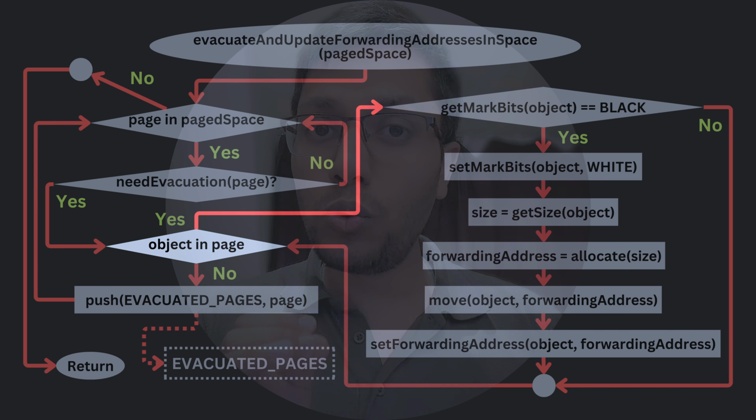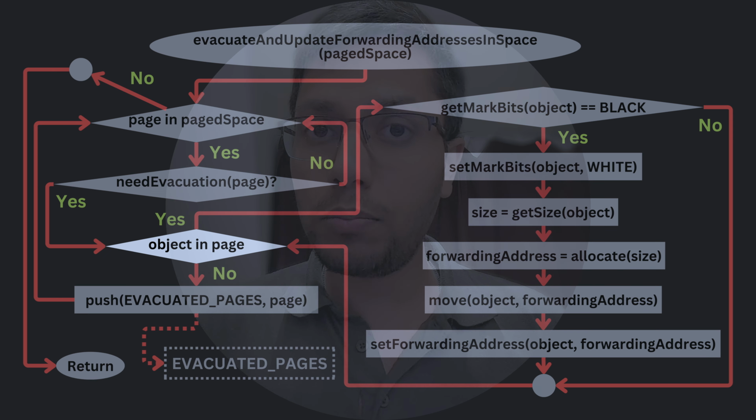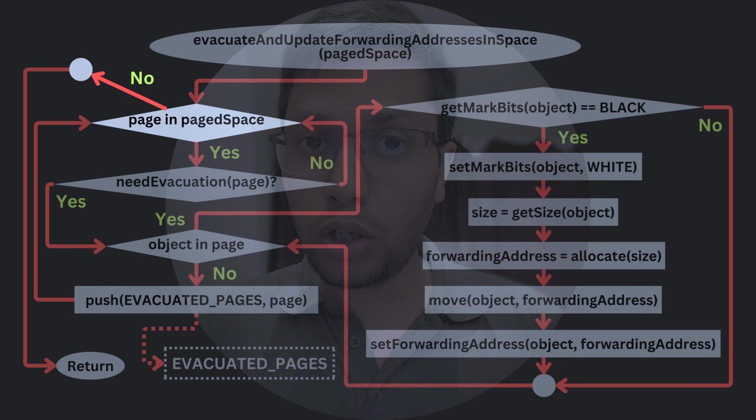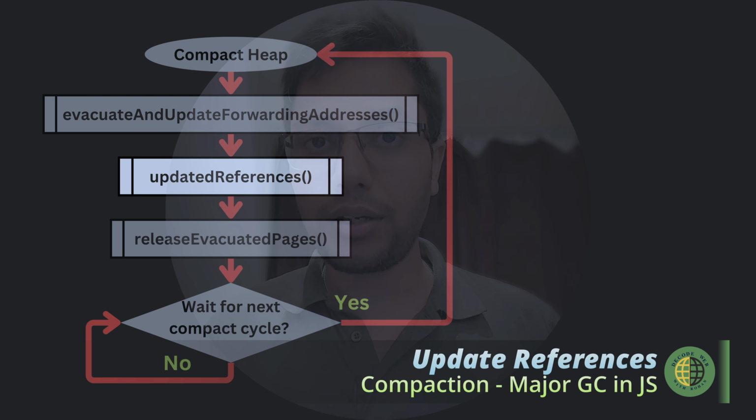Notice I didn't include large object space in this. So apparently large objects are not moved. So this space is not compacted, it's only swept. Once the spaces are evacuated, then update references function is called.